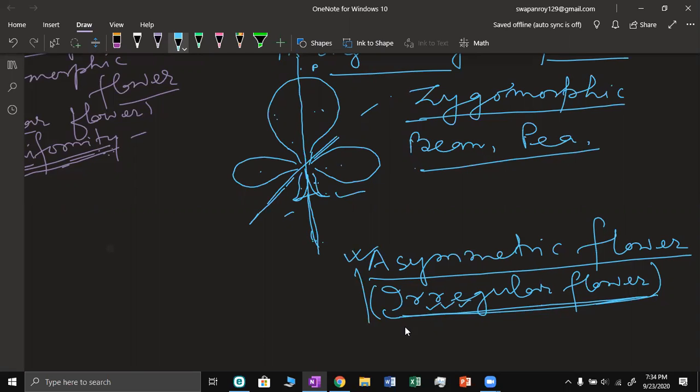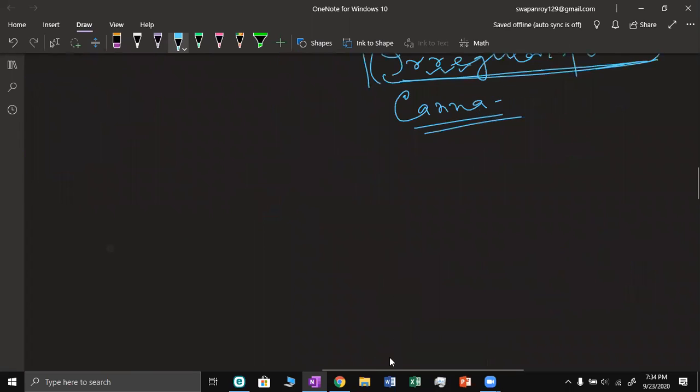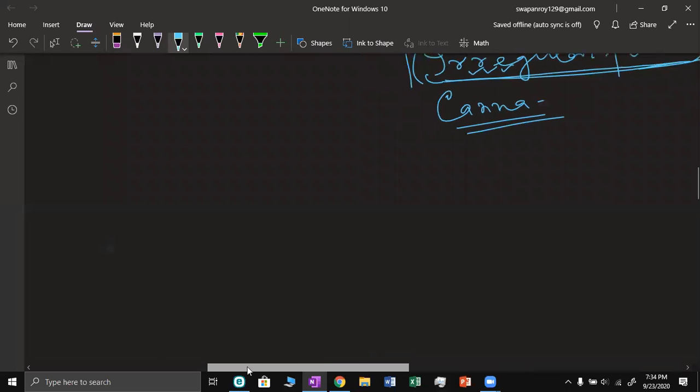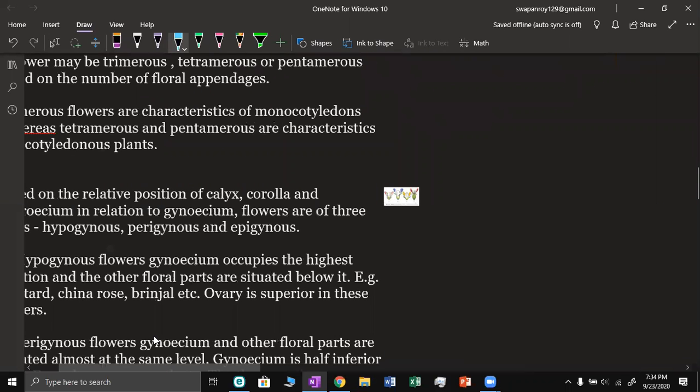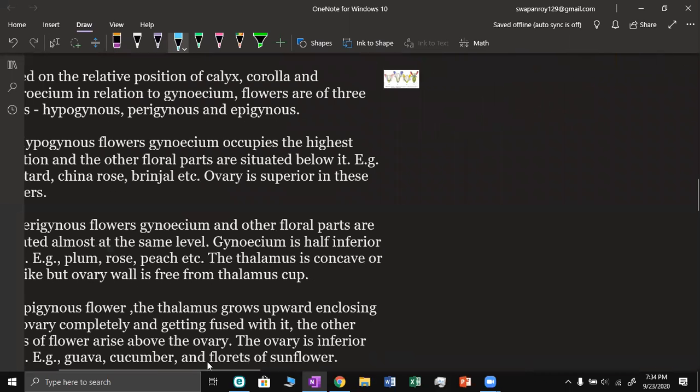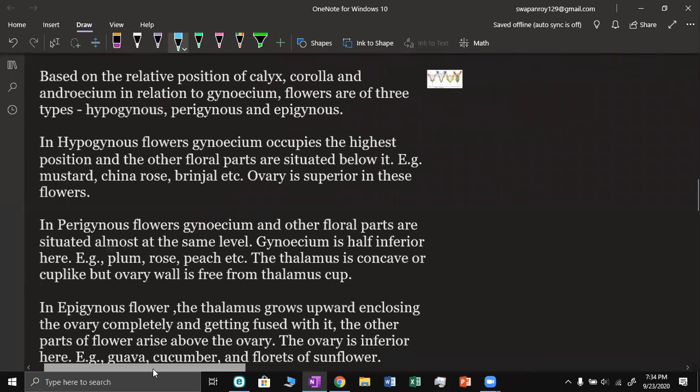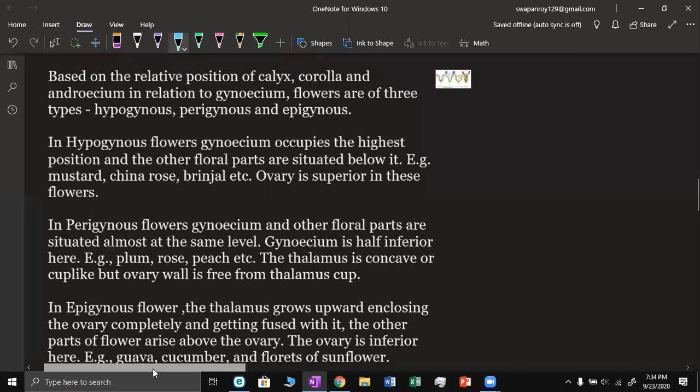This is found in the case of canna. Canna, one common garden flower, has this type of asymmetric condition. Okay.